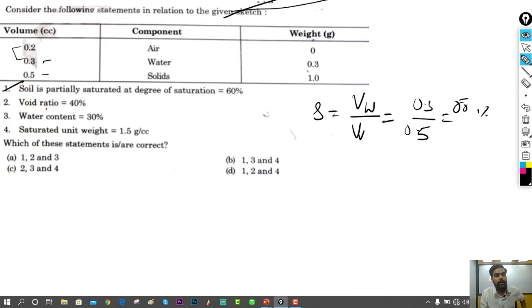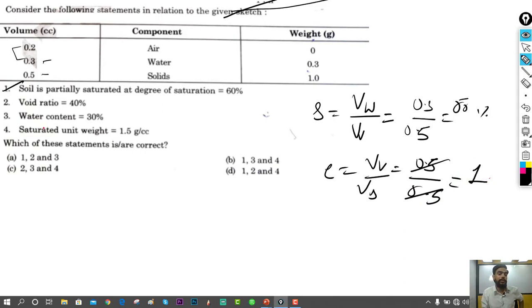And in the second point, what it is asking is the void ratio. We know that the formula of void ratio is volume of void divided by volume of solid. The volume of void is 0.5, and the volume of solid is 0.5. So we can say that this value cancels this, so it is 1 or 100%. So this option is correct. Now we will check the options. Option A is incorrect, option C is incorrect, option D is incorrect, and option B is correct. So the right option of this question is option B.